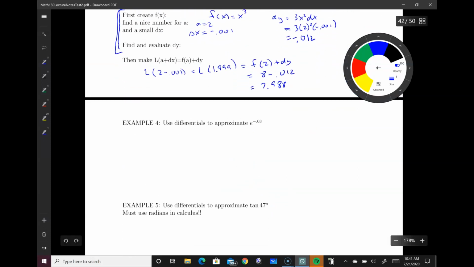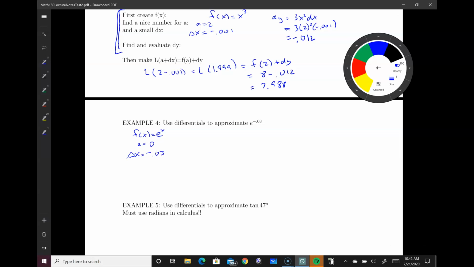All right, let's move on without the training wheels. We can do it all here. So let's think about what our function needs to be first. Our function has got to be e to the x. And I'm thinking the nice number a that I want to start with is 0. And then the delta x, the bit I'm moving away from 0, is negative 0.03.